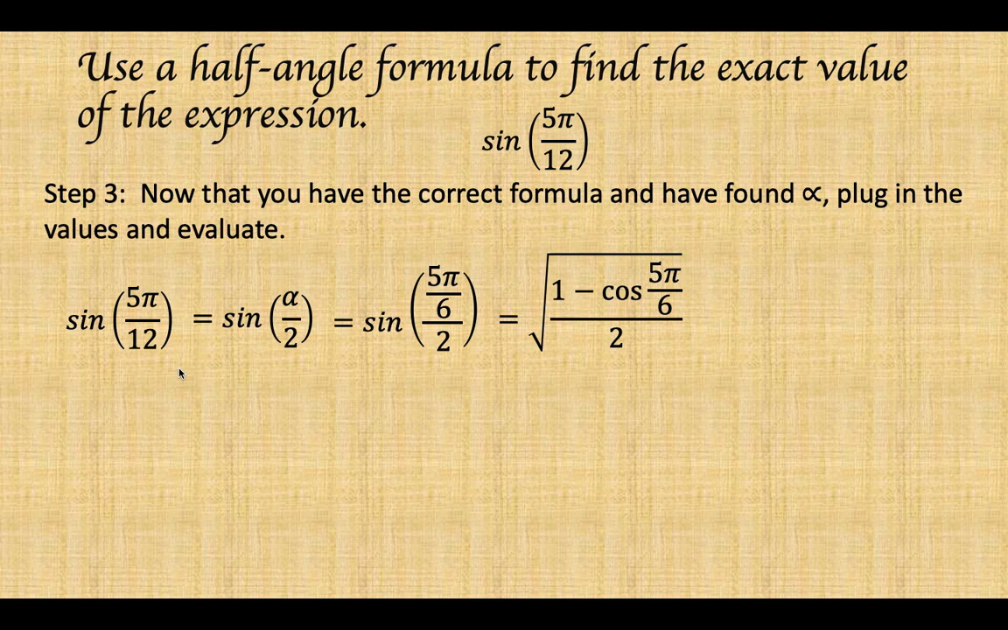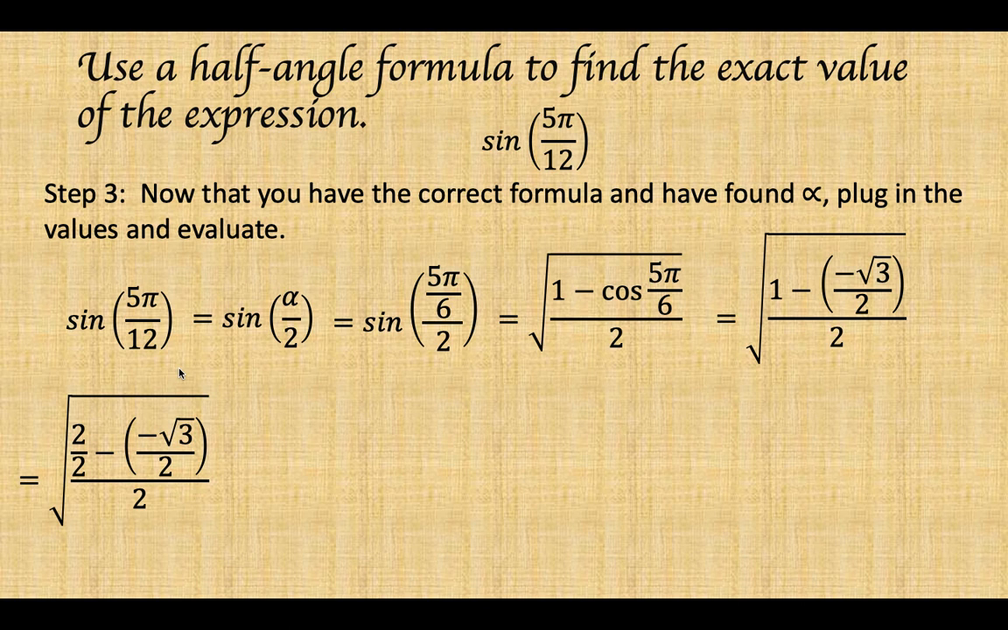We plug that in. And now I can just use the unit circle to figure out what cosine of 5 pi over 6 is. When I look on the unit circle, cosine of 5 pi over 6 is negative root 3 over 2. So I'm just substituting that in. My next steps now are all just simplifying. So what I have to do is I have to change that number 1 to a 2 over 2. And the reason I need to do that is so that I can subtract that fraction. So that becomes 2 over 2 minus negative root 3 over 2, which allows me to actually subtract. I'm subtracting a negative, so that numerator has a plus sign there.